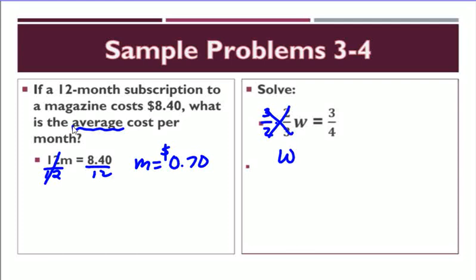And remember, whatever I do on one side, I must do on the other side. Since I multiplied by 3/2, I need to multiply by 3/2 on this side. And that would give me 9/8. And that would be my answer for W.